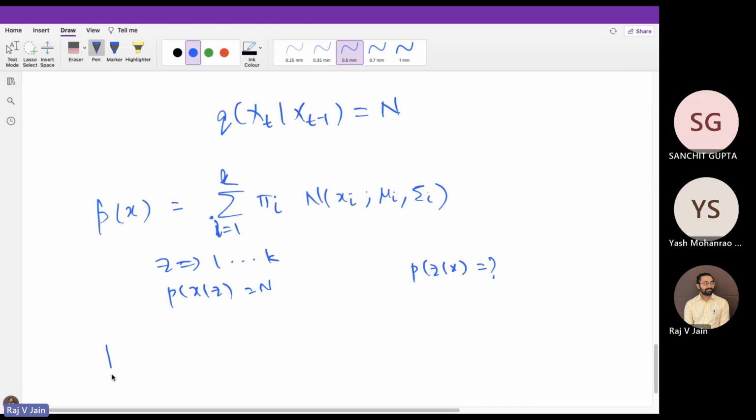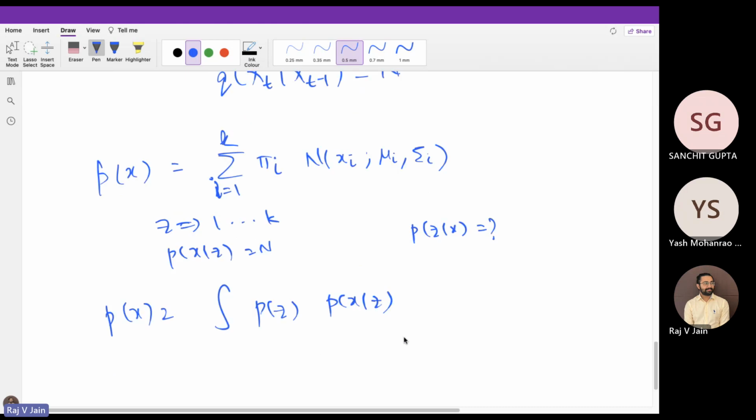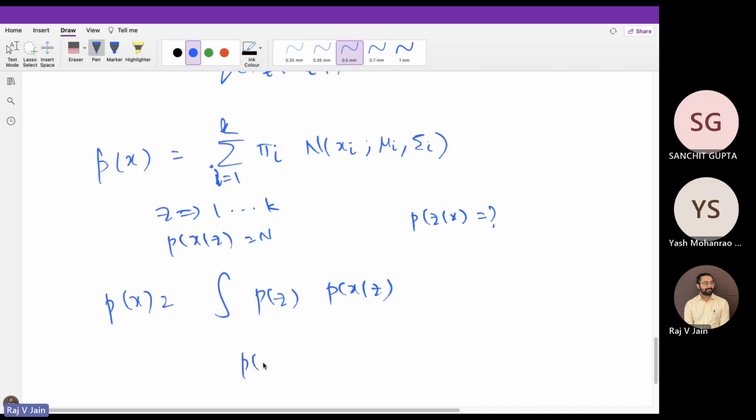So think about it. What do we do in the VAE formulation? P of X equals the integral of P of Z into P of X given Z. Correct? This is exactly what we do. If P of Z given X was Gaussian, then I have the true posterior with me. There is no variational inference. There is no VAE existence.